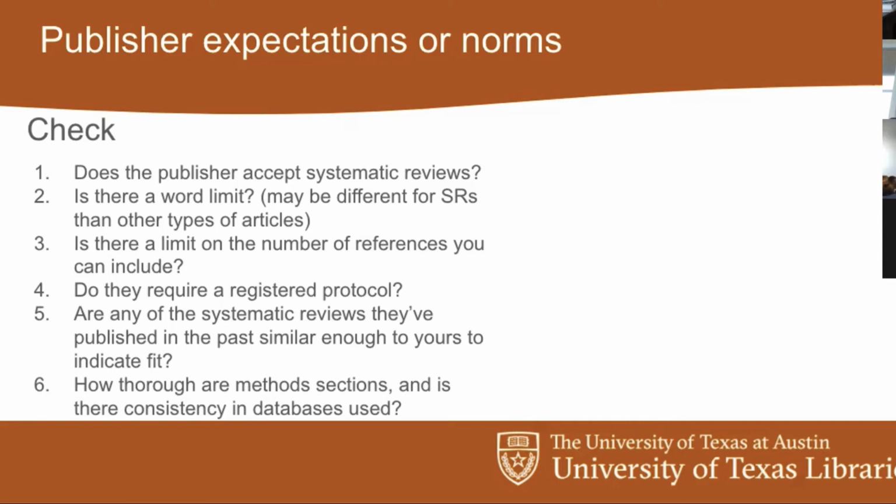And then take a look at the systematic reviews that they've published in the past. Are they similar enough in topic to what you're working on that it feels like they would be a good fit? Is this something they're interested in, something they've published on in the past? And then go through and look at the methods section of a few of those similar systematic reviews. That can tell you, oh, there are certain databases that all of these are using and they get published in this journal, so maybe I need to think about using those databases as well.